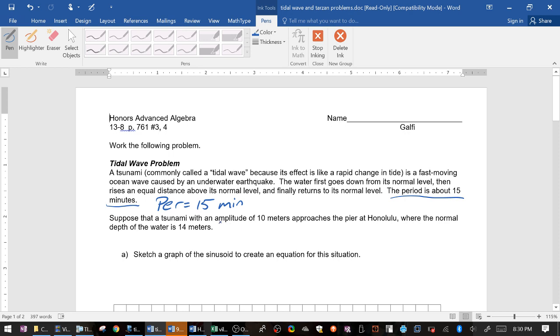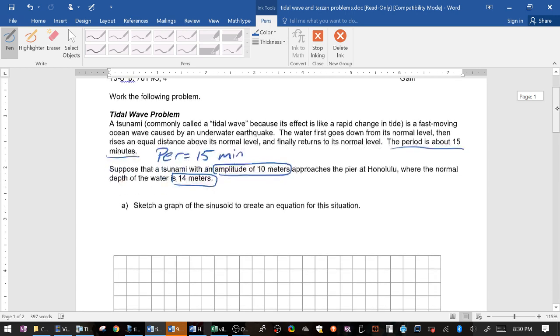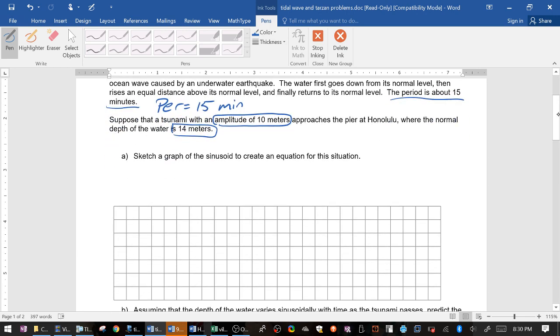Suppose that a tsunami with an amplitude of 10 meters approaches a pier at Honolulu where the normal depth of the water is 14 meters. Okay, so when they ask us to sketch a graph, they are just looking for a really basic concept here. All right, so if we're reading this, it says up at the top, the water first goes down from a normal level, then rises an equal distance above its normal level, and then finally returns to its normal level.